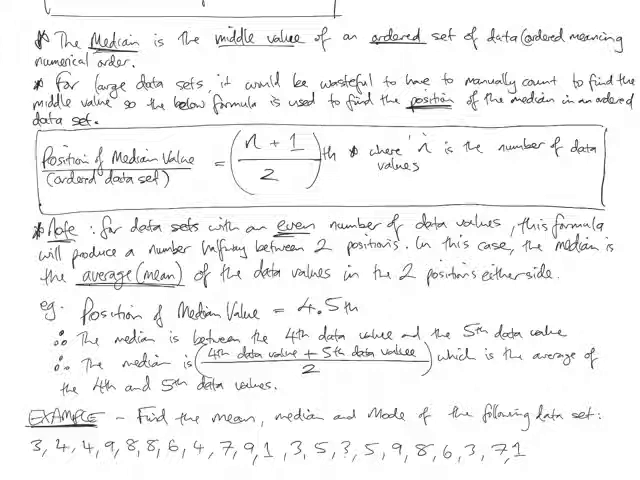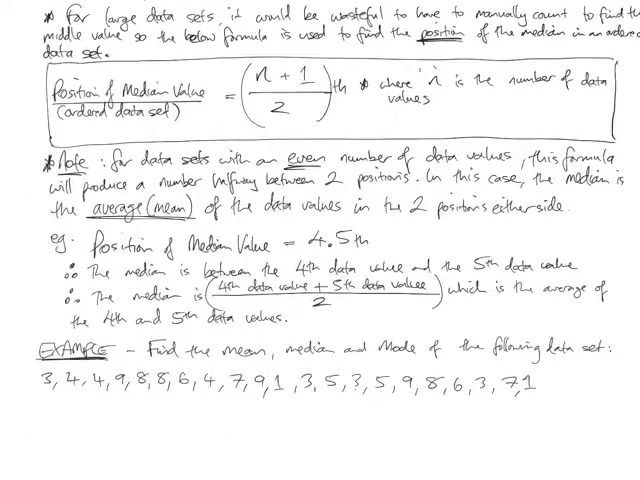So once you know the number of data values you're talking about and you want to find the median, you go n, add 1 to it, divide by 2, and that's going to tell you the position of the median in that data set, if that data set is in order.